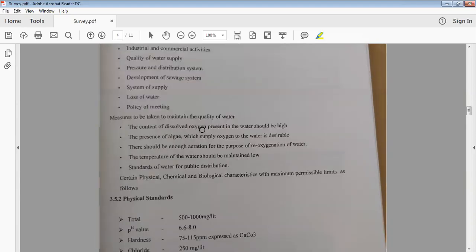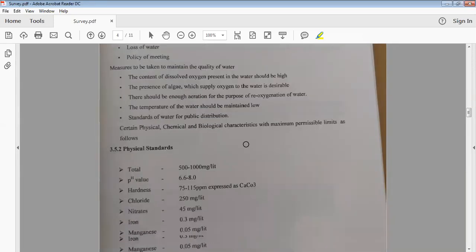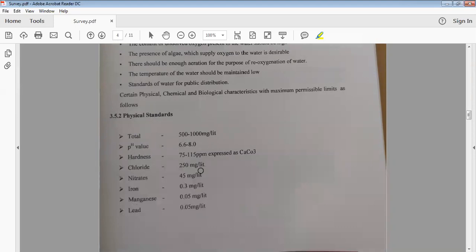what measures are to be taken to maintain the quality of water? DO should be high, algae should be high, aeration should be provided there, temperature of water should be maintained low. So there have to be standards of water for public distribution. So these measures we take. You're seeing some data here.